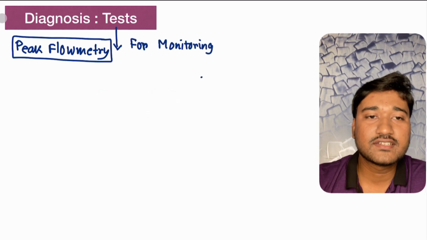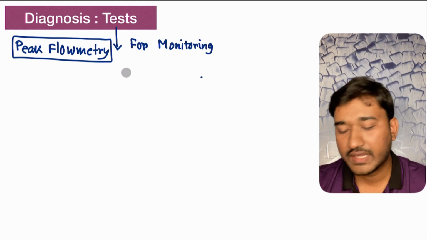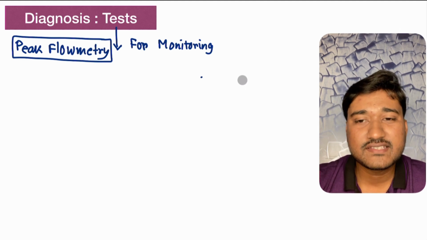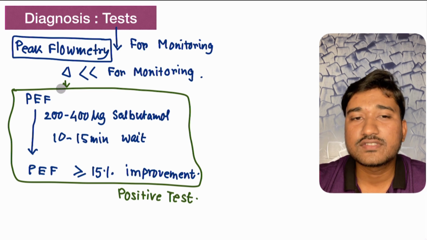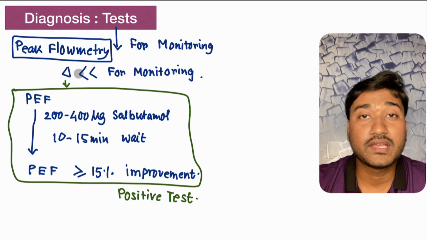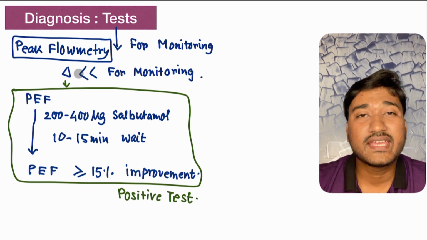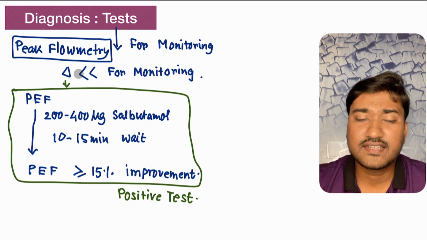So another diagnostic test is your peak flowmetry. Peak flowmetry is mainly used for your monitoring purposes. Look, we can use it for diagnostic purposes as well, where spirometry is not available or the age of the child is less than 6 years.